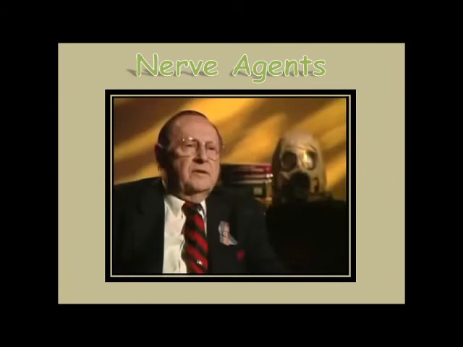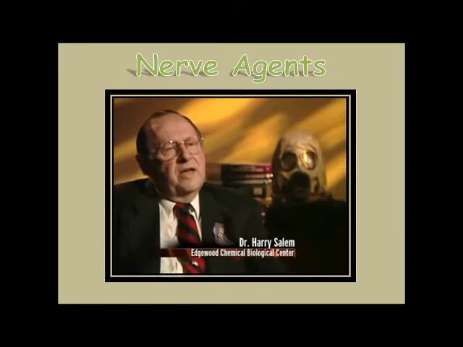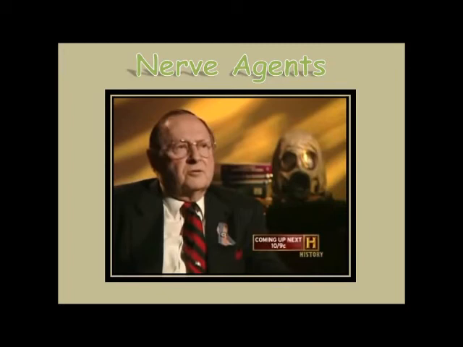The organophosphate type of chemicals are considered nerve agents because they attack the nervous system. The nervous system controls all of the functions of the body. And so by interrupting or stimulating that, you get all these various effects.